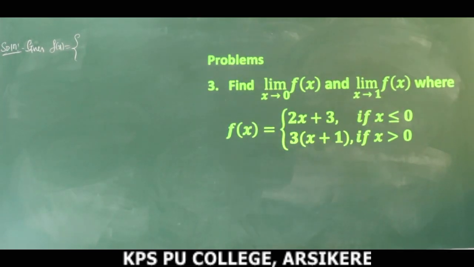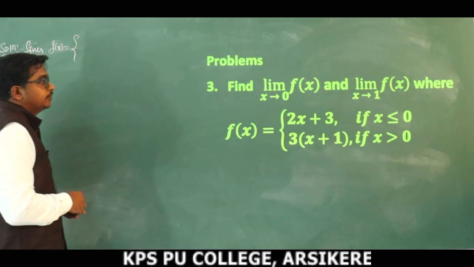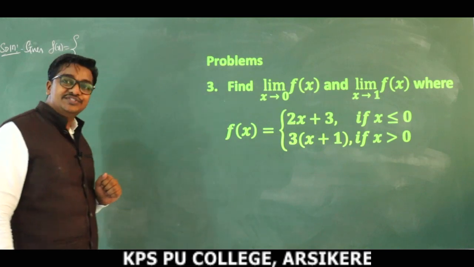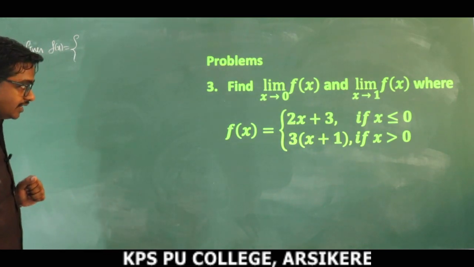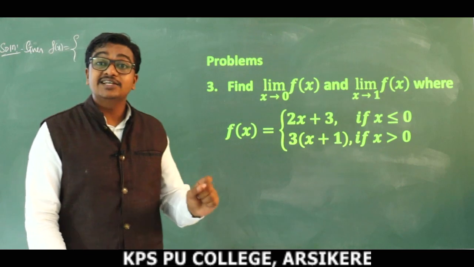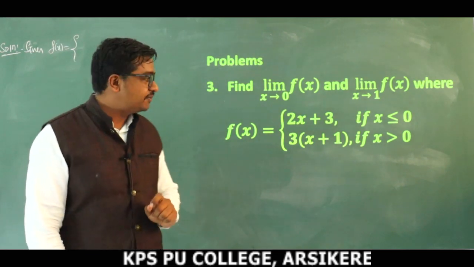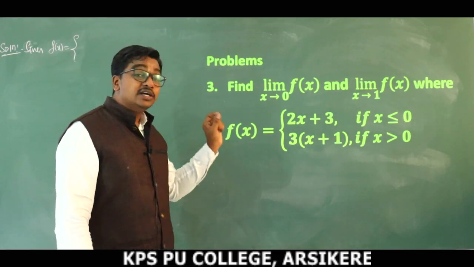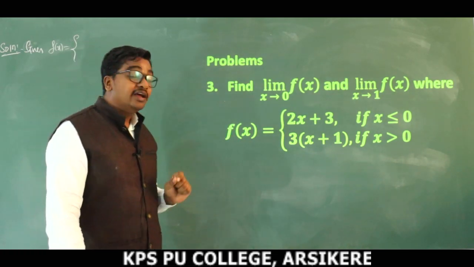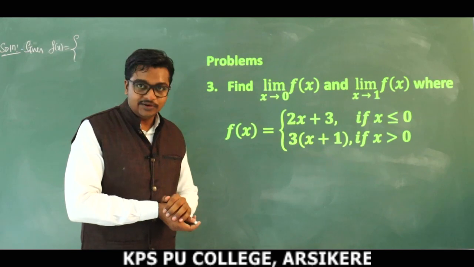Now dear students, we are moving to the next question. Problem number 3. Find the limit as x approaches 0 of f of x and the limit as x approaches 1 of f of x, where f of x is equal to 2x plus 3 if x is less than or equal to 0, and the function becomes 3 times of x plus 1 whenever x is greater than 0.